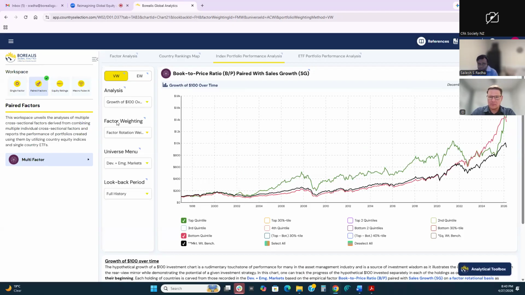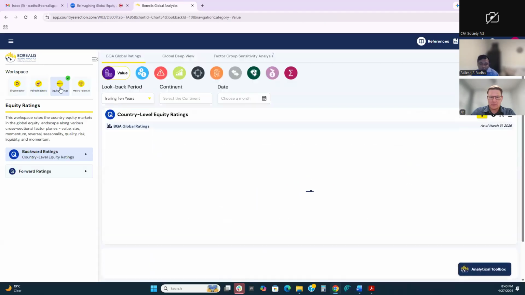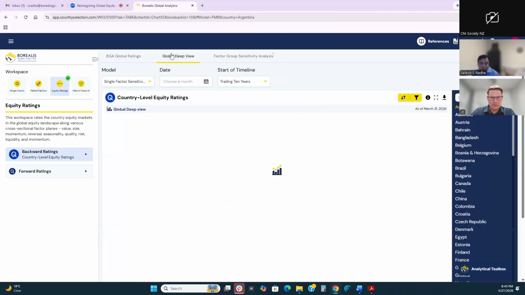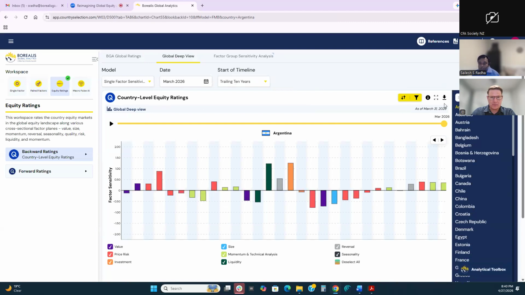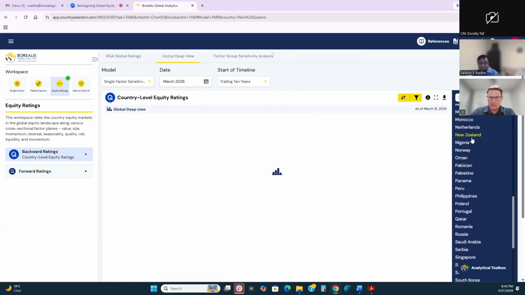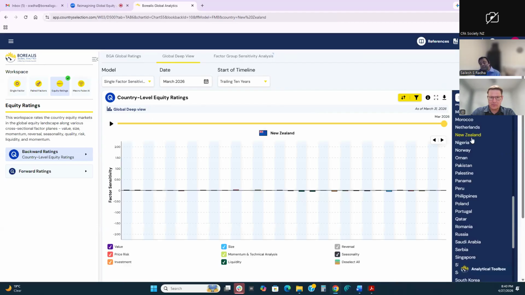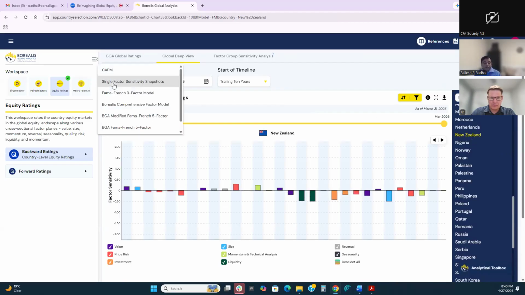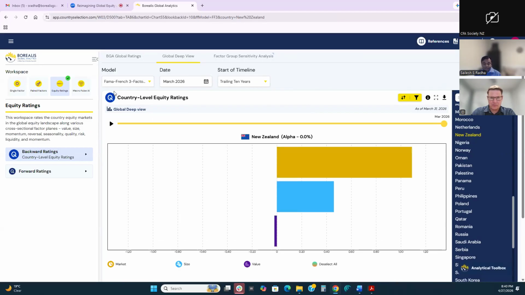I want to quickly rush to one more part, because of time, but that will be very interesting for you to look at. It's called, how do we look at New Zealand? Let's pick the country New Zealand. We look at about 80 countries. Let's look at New Zealand from a factor-based perspective, from a French three-factor model. How does it look?